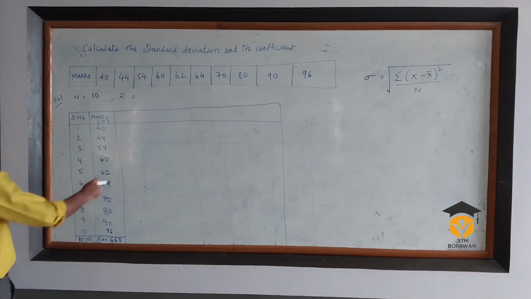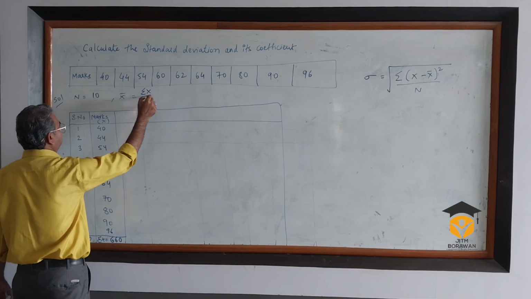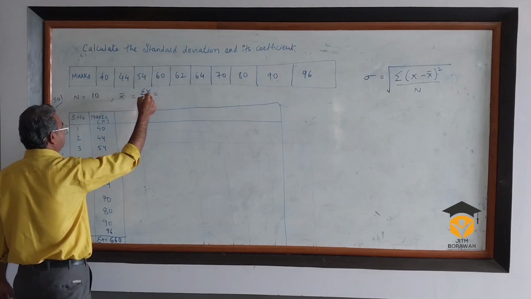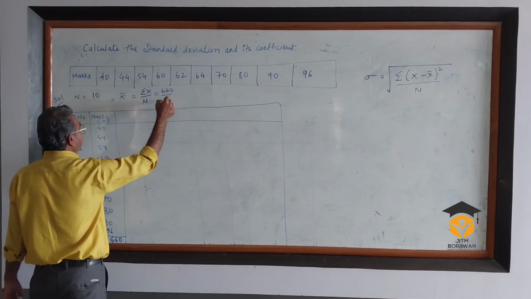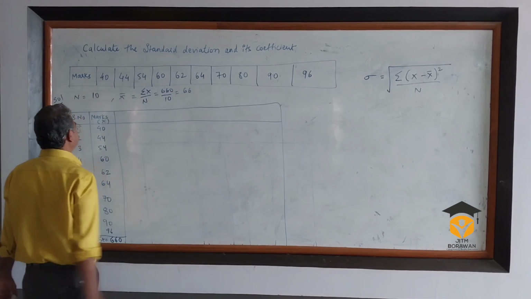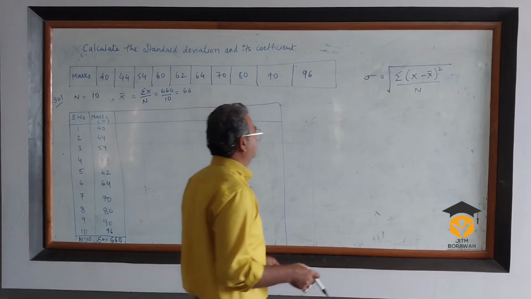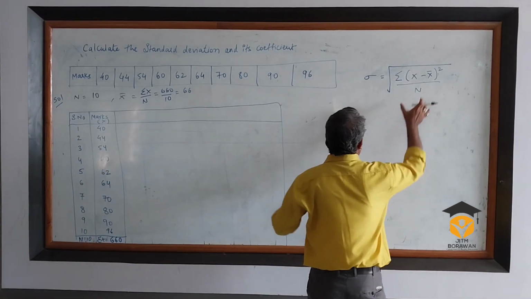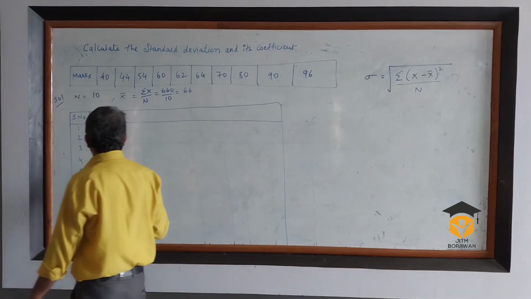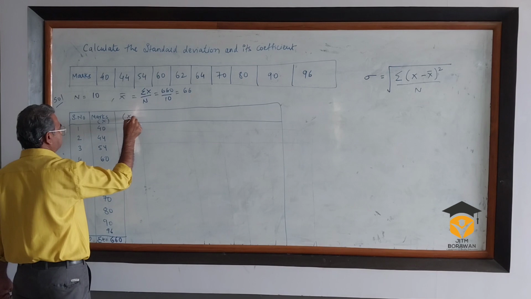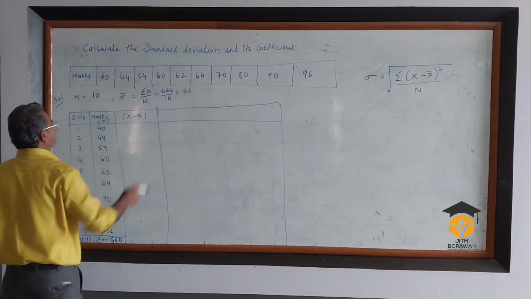If I want to calculate the arithmetic mean here, then the formula for arithmetic mean in case of individual series is summation x by n. Summation x is 660 by 10, that is equal to 66. Now I got the arithmetic mean, and now I will make another column which is x minus x bar. And what is my x bar? X bar is my 66.